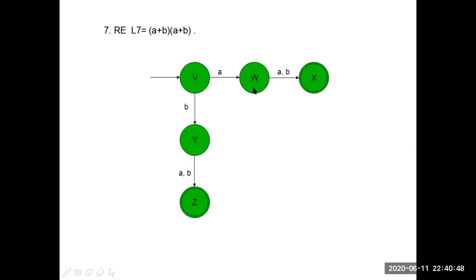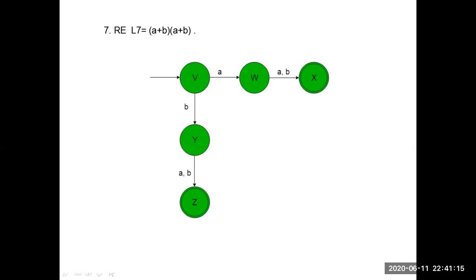First V is reading A, it is moving to the W state. Again W is reading either A or B, and it is moving to the final state X. Similarly, if V reads B, again we will come to the state Y. Y has options. Again, the second character can be either A or B only. So again, on reading either A or B, Y will also jump to the final state Z.